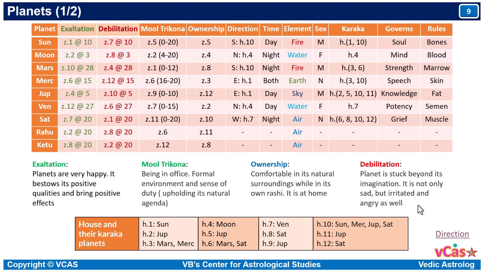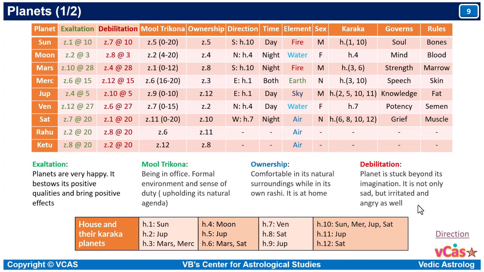Planets in a debilitated state are stuck beyond imagination, so they can't give you good results even if they want to. Also, they are very sad and irritated when debilitated, and so you can imagine that they would lack the desire to give you anything positive.